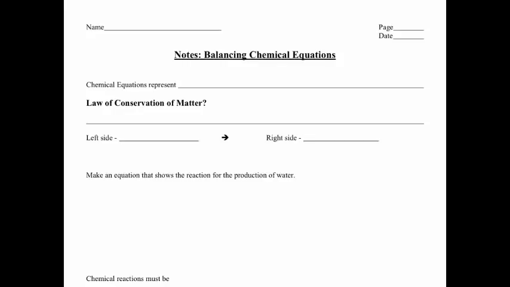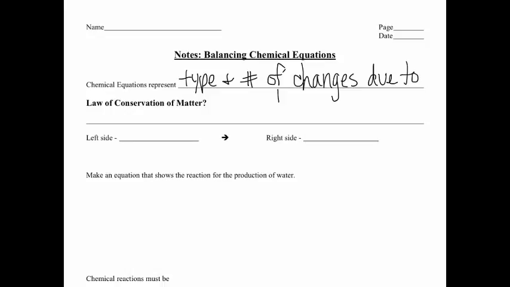We're going to need to learn now how to conserve matter in a reaction. So before we talk about the law of conservation of matter again, I just want to remind you that chemical equations represent the type and the number of the changes that occur in bonding. So it's going to show you what happens to each of the elements in the course of a reaction.